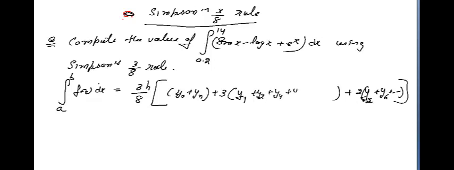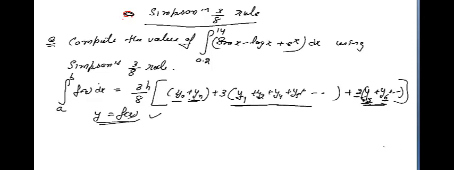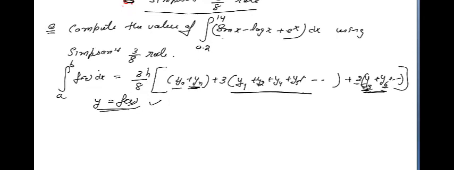Here you will take y1, y2, then y3 is twice, then y4, y5, then y6 is twice. Multiples of 3, y3, y6, y9, you will add 2 times, but not the end one. First and last you will add only once, and all others you will add 3 times. So this is the basic formula for Simpson. And what is y? y is equal to f(x), correct?